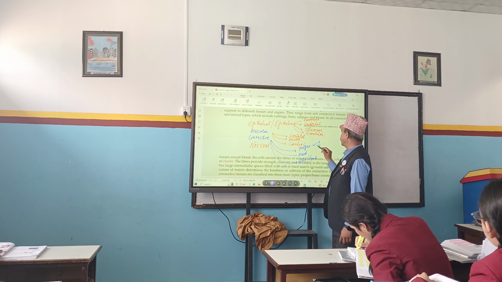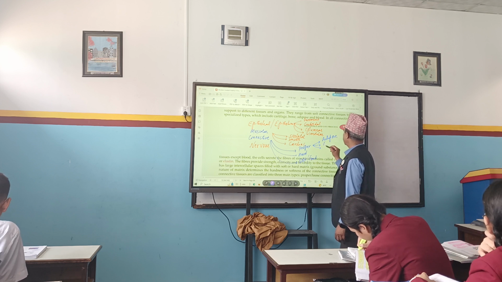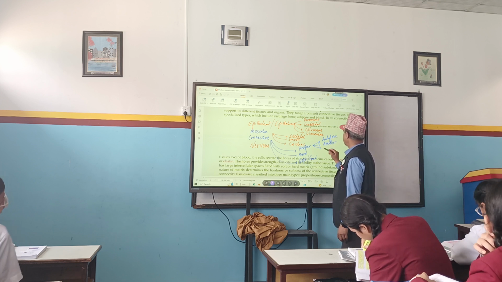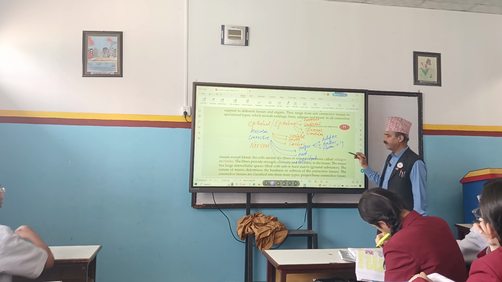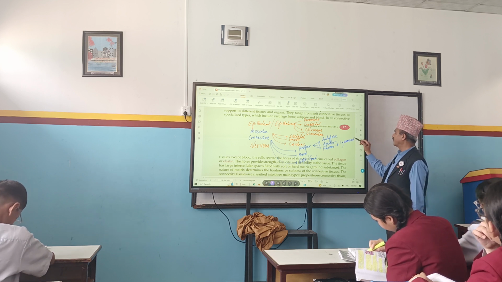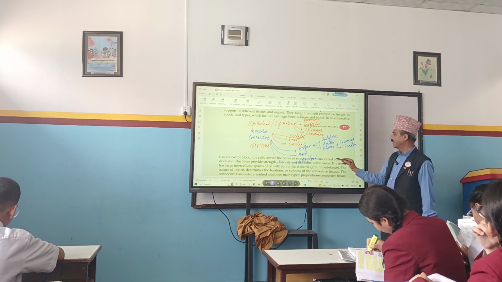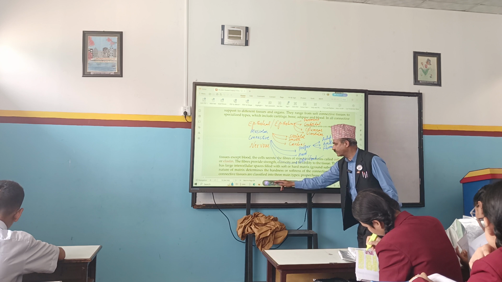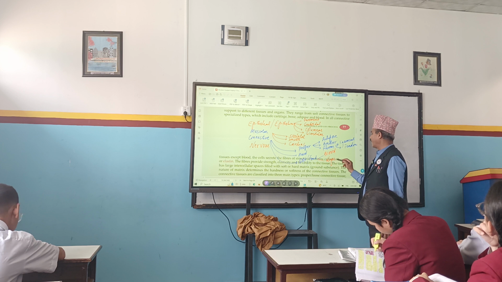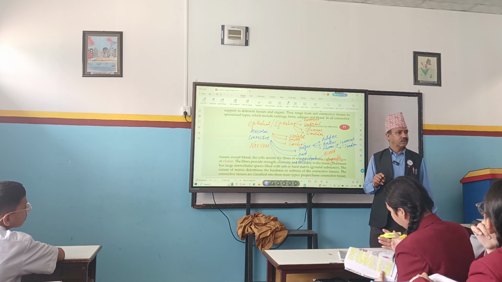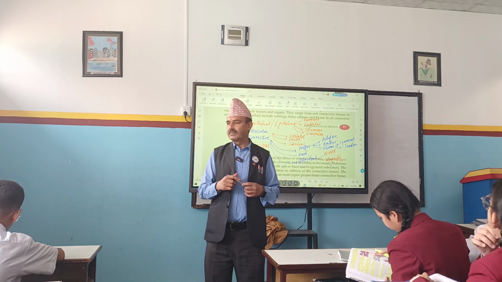Proper connective tissue, how many are there? Adipose, areolar, fibrous. In fibrous there is ligament. What is there? Ligament. And what is next one? Tendon. Okay? Tendon. And soft connective tissue, what are they? Blood and lymph. These things you have to remember. How to make chart, how to express in easy way, that is very important.